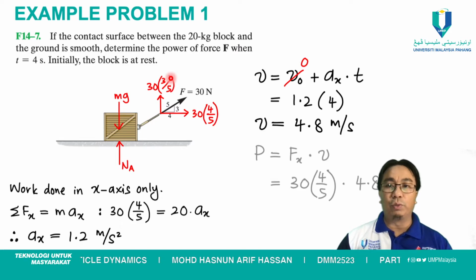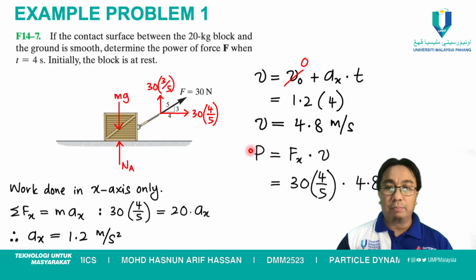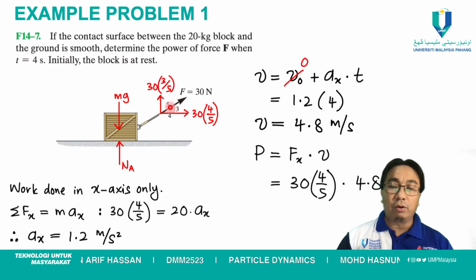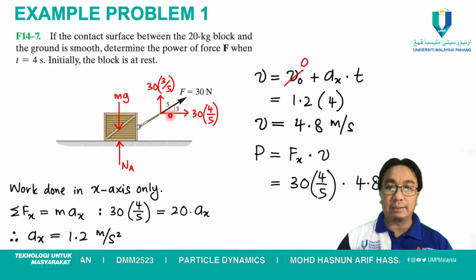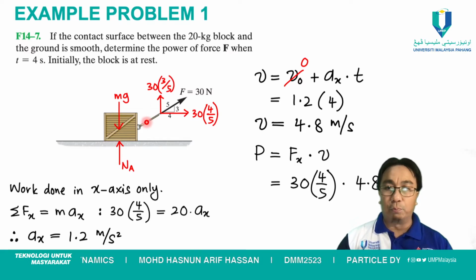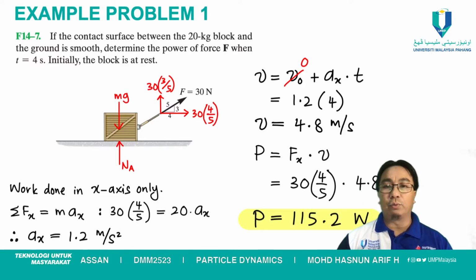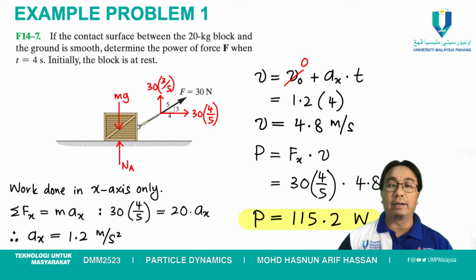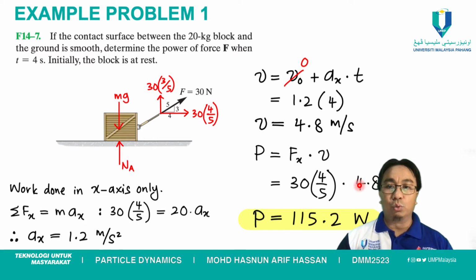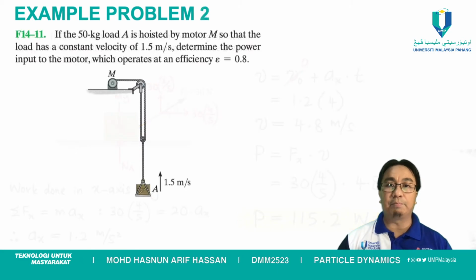And finally, we can calculate the power by multiplying the component of force F in the x-axis, because remember the component in y does not do any work, so we can neglect this component. So 30 times 4 over 5 multiplied by 4.8 meters per second, so we have the power equals 115.2 watt. Okay, let's look at the next example.